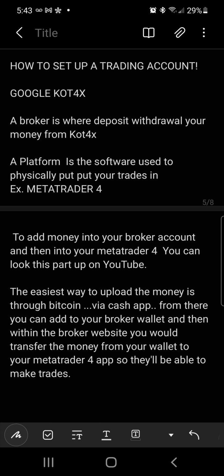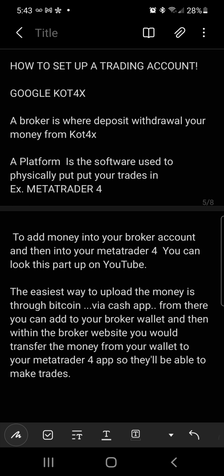How to set up a trading account: I personally use the broker KOT Forex. So I'm going to go ahead and circle that for you. With KOT Forex, that is where you not only deposit your money, but you also withdraw it once you make money in the MetaTrader 4 app.